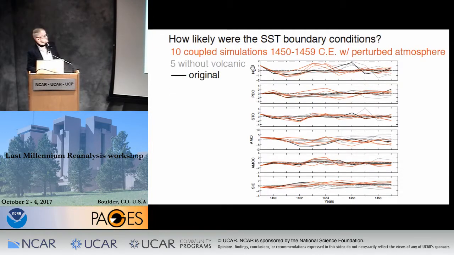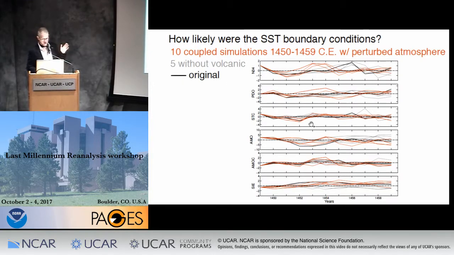So this is the output. We've got the Niño 3.4 index, PDO, these are the subtropical cells of the Pacific Ocean, AMO, AMOC, and sea ice extent. Sorry, there's a lot of information here, so I'm not going to talk about all of it. I just want to note the orange runs are the ones with a volcano, gray without a volcano. The original run is the thick black line. So there's 2 things I want to point out.